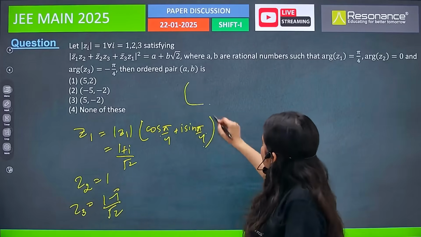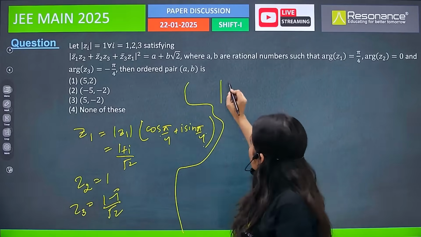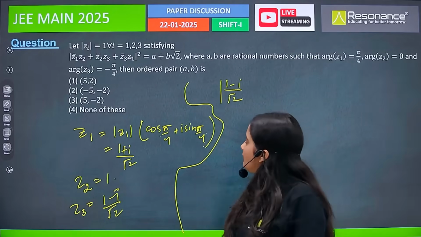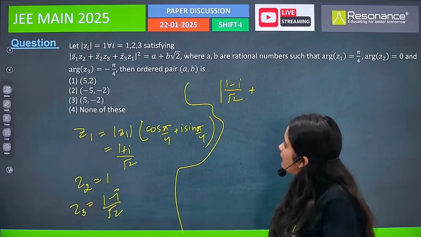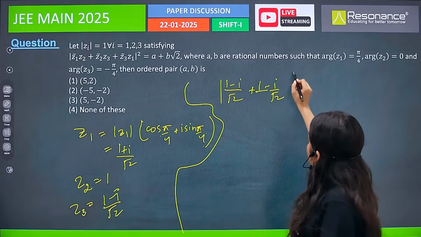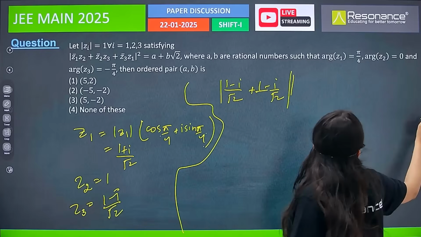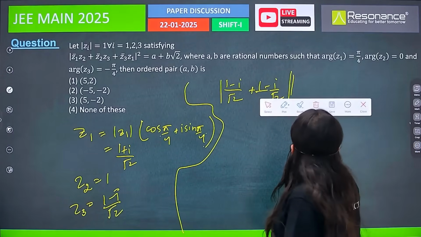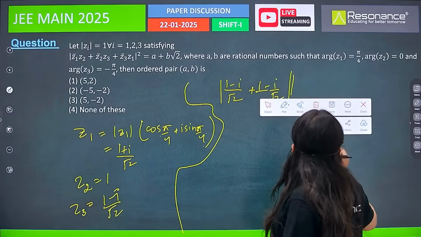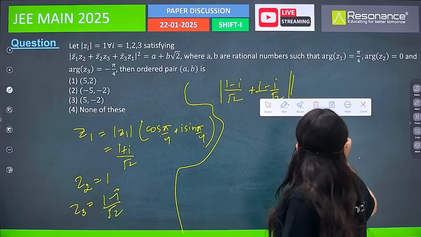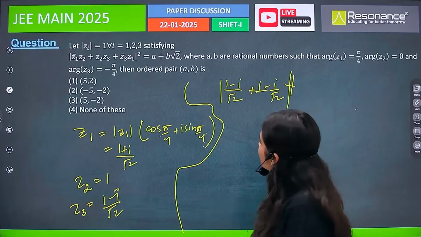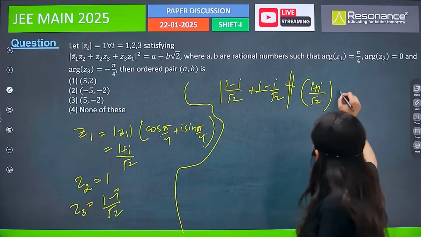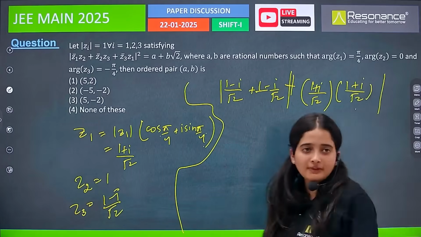Now let's put these values in this expression. Magnitude of z1 bar z2. z1 bar will be 1 minus iota by root 2, into z2, z2 bar. z1 bar into z2, it will be 1, plus z2 bar into z3. z2 bar will be 1, into z3, 1 minus iota by root 2 again, plus z3 bar into z1. z3 bar will be 1 plus iota by root 2, into z1. z1 is equal to 1 plus iota by root 2. Let's simplify this first.